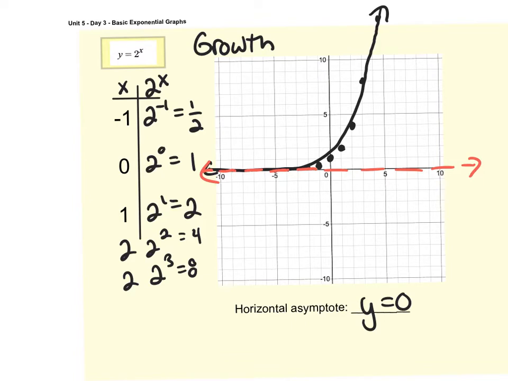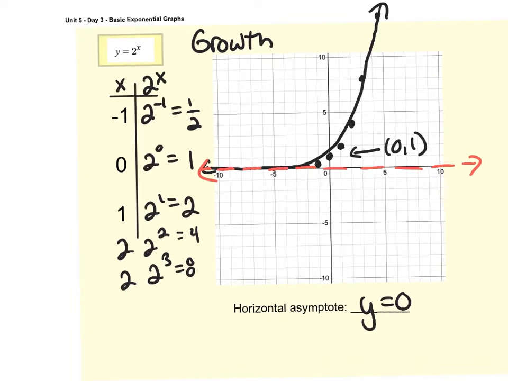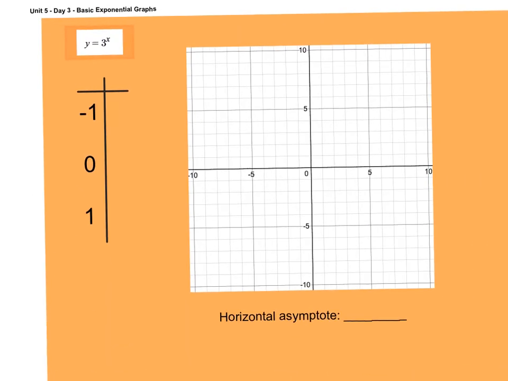And this function goes through the point (0, 1), and you're going to find that for all exponential functions before they do transformations. Okay, let's do 3 to the x. I always set up a table. 3 to the negative 1 is 1/3. 3 to the 0 is 1. 3 to the first is 3. So we've got 1/3, 1, 3.